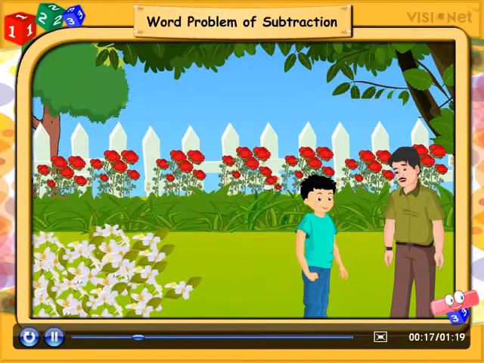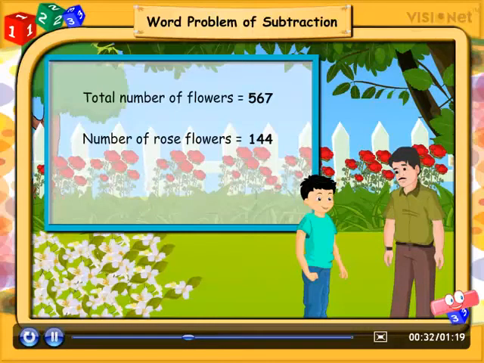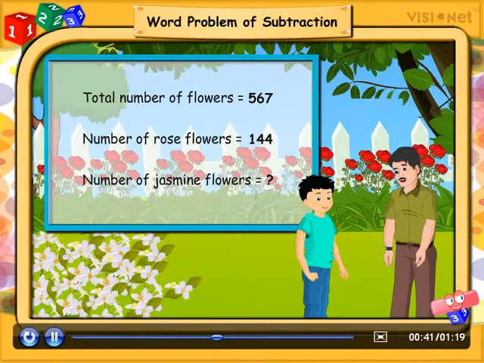Okay. There are two types of flowers in my garden, rose and jasmine. I want to count them. Okay. And there are 567 flowers in total. Out of these, 144 are rose. Okay uncle. So, what do you want to know? I need to find the number of jasmine flowers. Could you solve this problem?